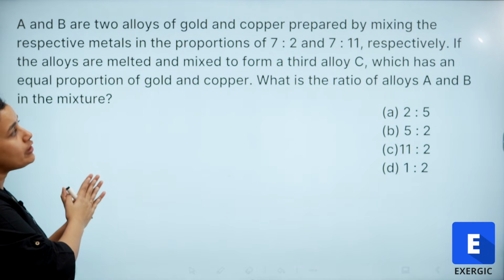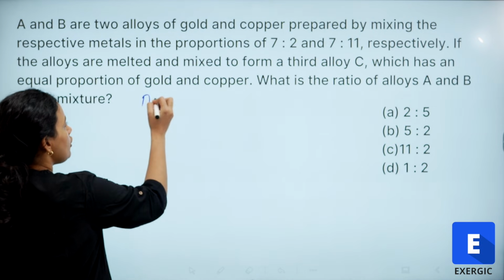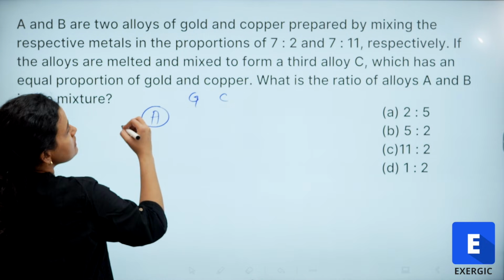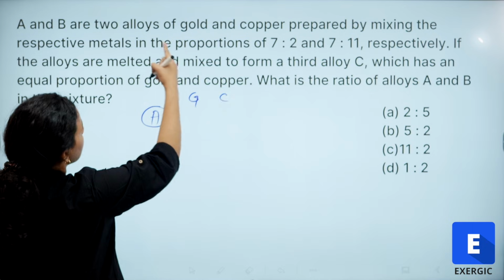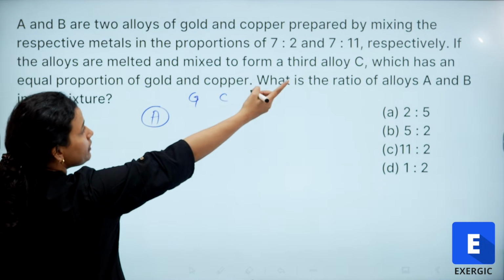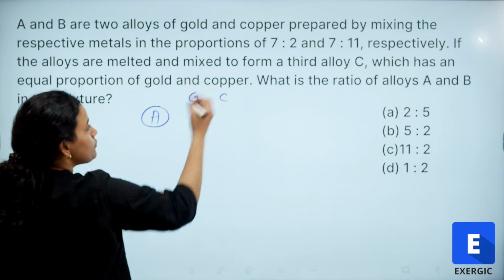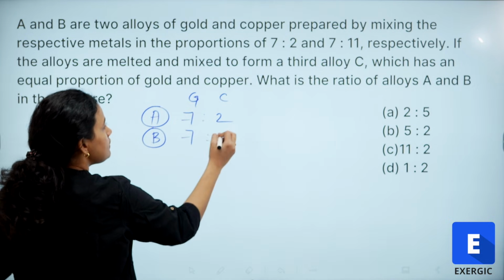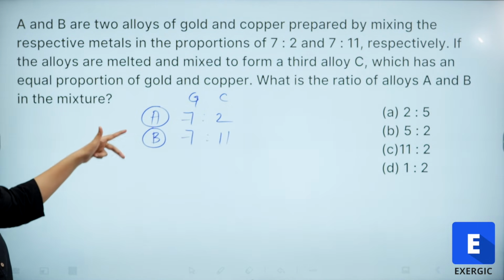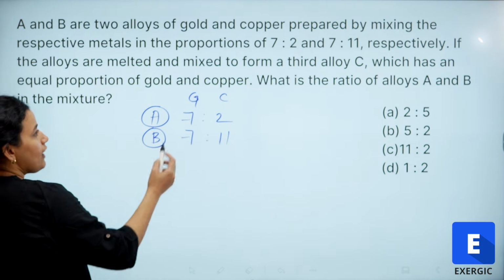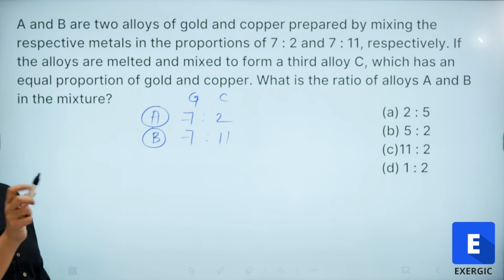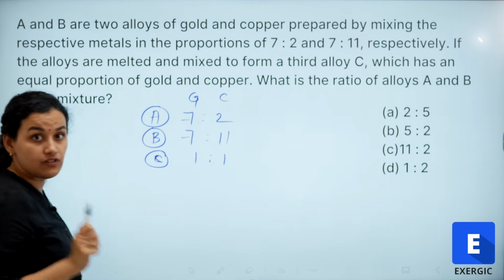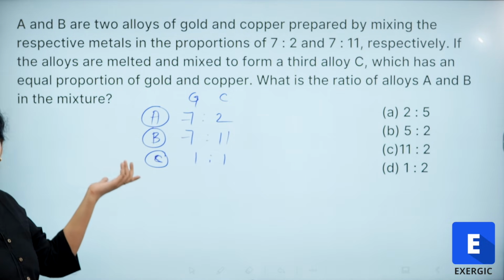So A is an alloy of gold and copper, right? I am talking about gold is to copper in A. What is the ratio which has been given? A and B are alloys of gold and copper prepared by mixing the respective metals in the proportion of 7:2 for A, and for B it is 7:11. Now these two are melted and mixed to form an alloy C, which has an equal proportion of gold and copper. So 1:1 is the ratio. So what is the ratio in which A and B have been melted?